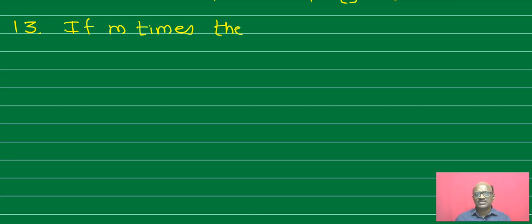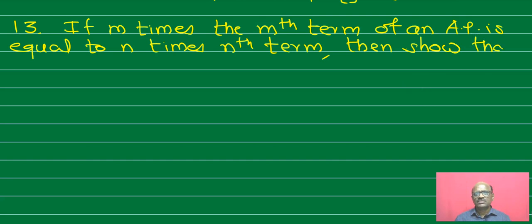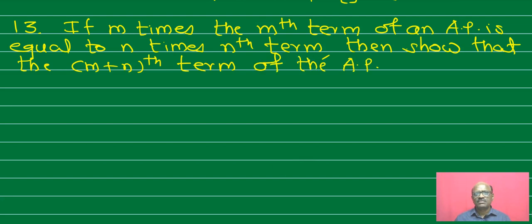If the m-th term of an AP is equal to n times the n-th term of an AP, then show that the (m plus n)-th term of the AP is 0.